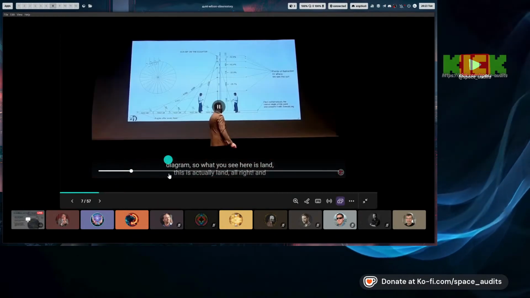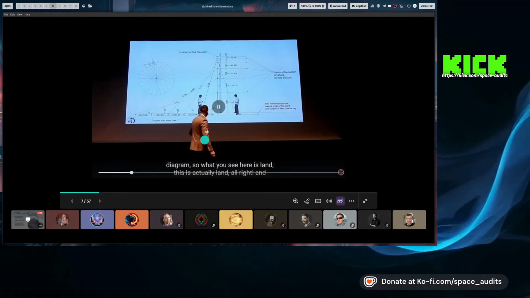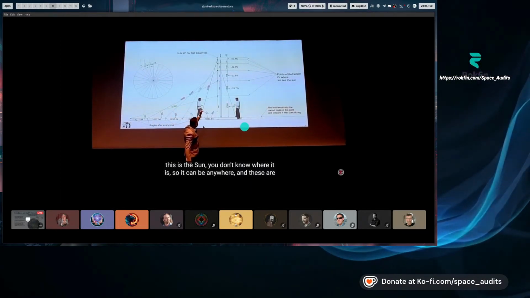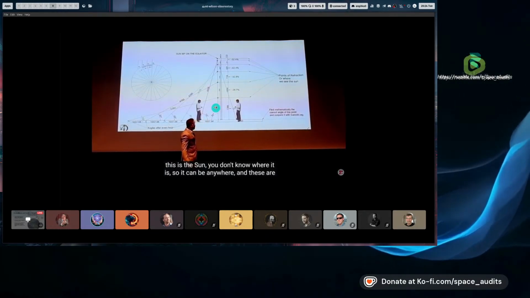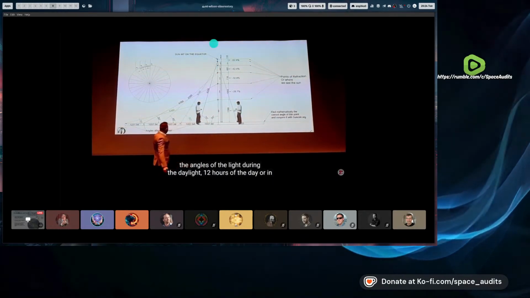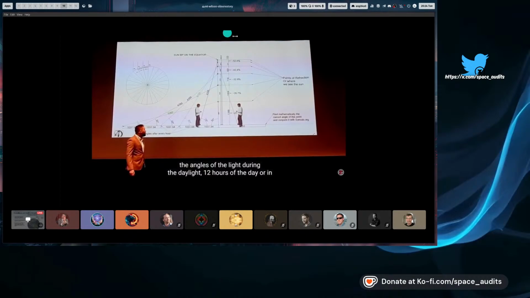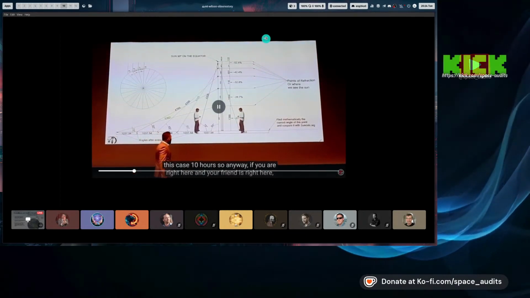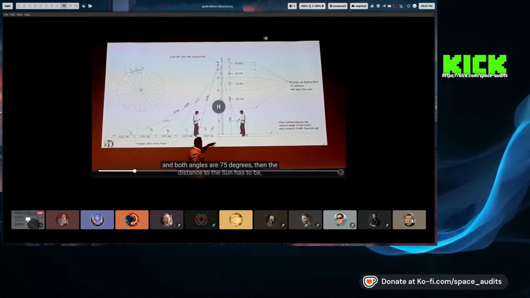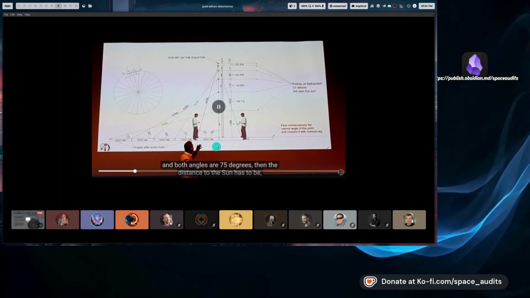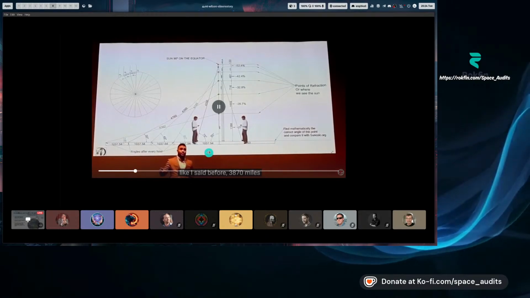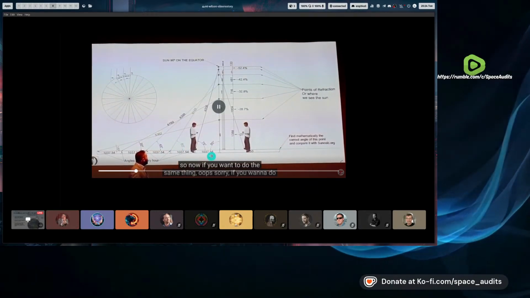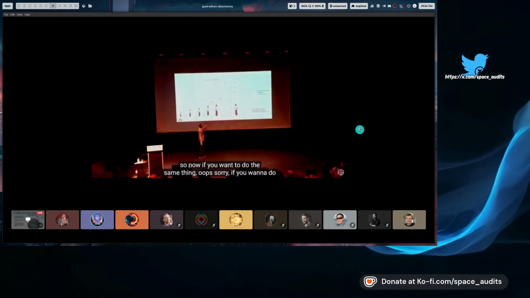So check out this diagram. What you see here is land, all right? And this is the sun. We don't know where it is, so it can be anywhere. And these are the angles of the lights during the daylight, 12 hours of the day, or in this case, 10 hours. So if you are right here and your friend is right here, both angles are 75 degrees, then the distance to the sun has to be, like I said before, 3,870 miles.